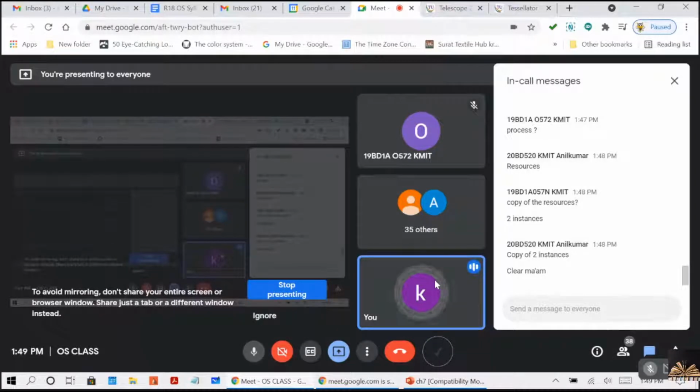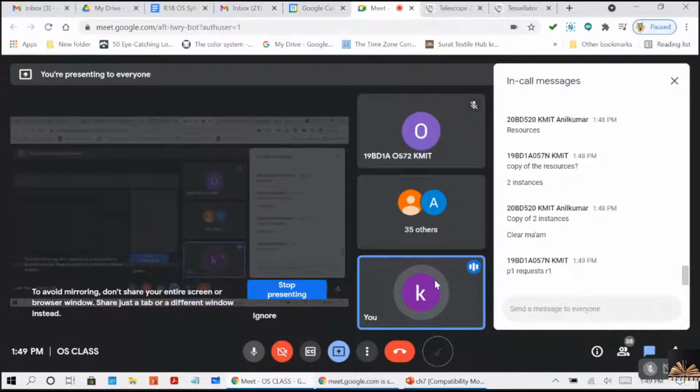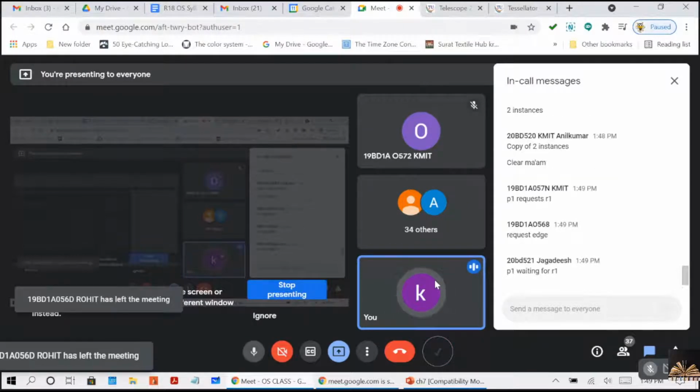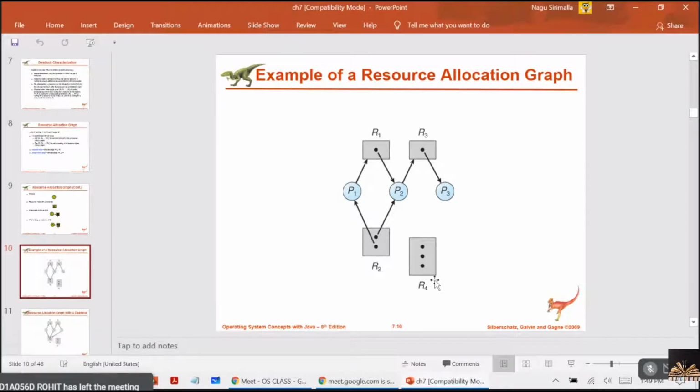In this resource allocation graph, I have an arrow from P1 to R1. That means P1 requests R1. Yes, P1 is requesting R1 and it is waiting.